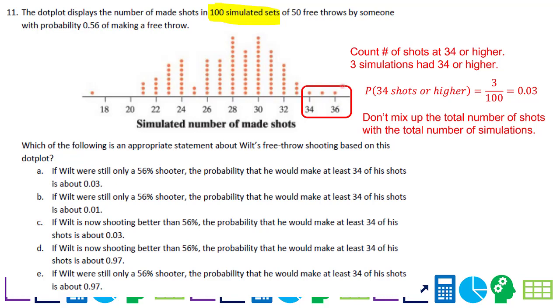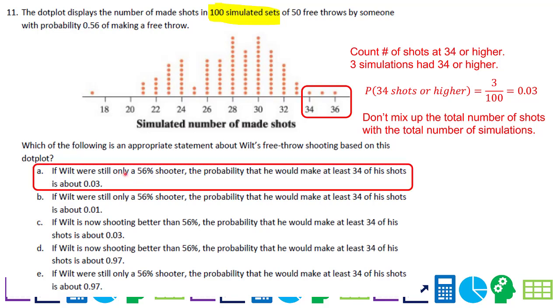What is our assumption here? Our simulation was based on 56%. So if Wilt were still only a 56% shooter, that's the assumption we use. The probability he would make at least 34 of his shots is only about 3% or 0.03. This is if Wilt is now shooting better. No, that's not the assumption we did. We were doing 56%, not better than 56%. So that is why the correct answer is A.